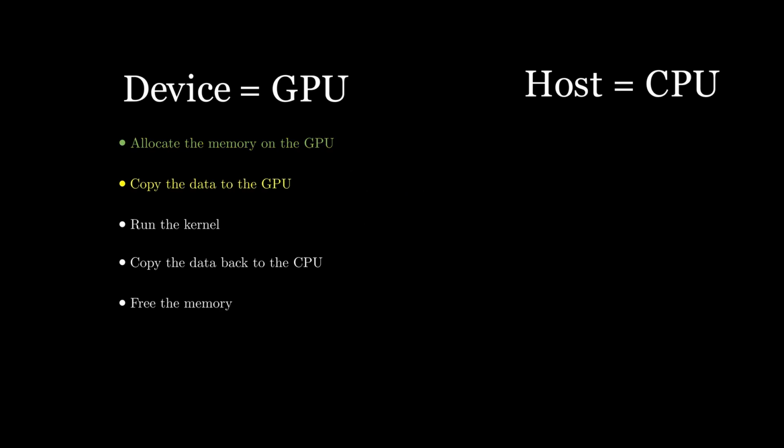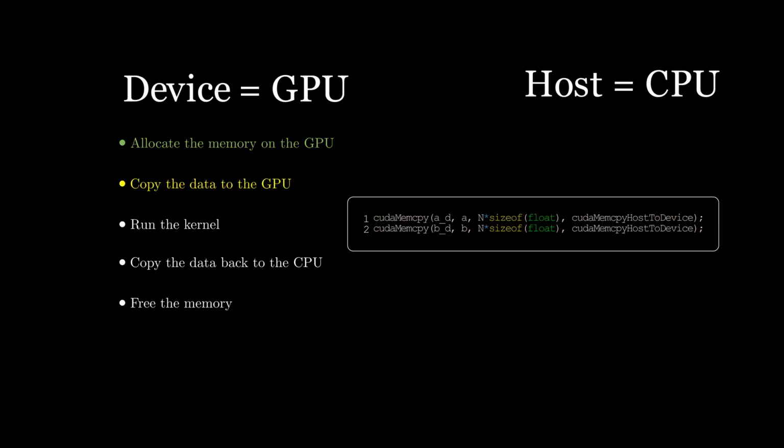Then, we have to move the data from the CPU to the GPU. Assuming that we already have our CPU pointers allocated, we just have to call the cudaMemcpy function. As arguments, we pass in the source pointer, the destination pointer, the size of the memory that we want to copy, and a marker indicating the type of the copy. In our case, we are copying from host memory to device memory, so from the CPU to the GPU.